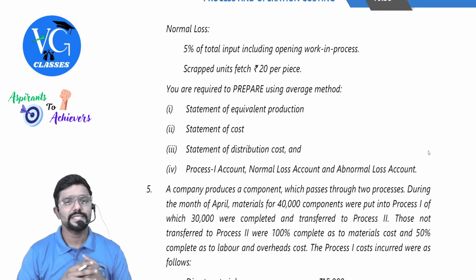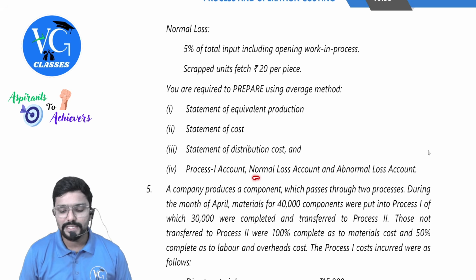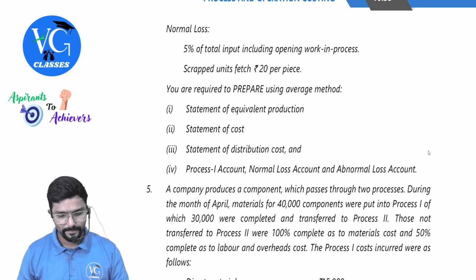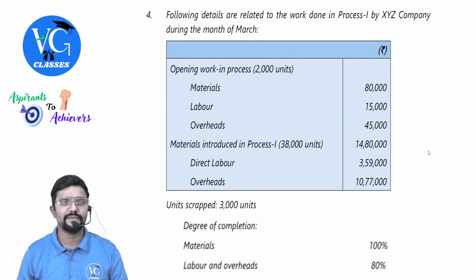Statement of equivalent production, statement of cost, statement of distribution of cost, which is nothing but evaluation, and Process 1 account, normal loss account, abnormal loss account. When they ask like this, please do the respective accounts also. Don't ignore it. Only Process 1 here, okay, one process they have asked. Let us do it.